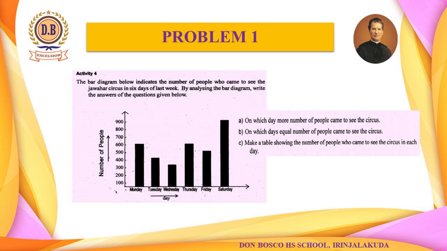This bar diagram shows the number of people who came to the Jawahar circus on 6 days of that week. By analyzing the bar graph, you have to answer the questions. So, first question is this: on which day more number of people came to see the circus? On which day it is? Yes, it is on Saturday, is it?